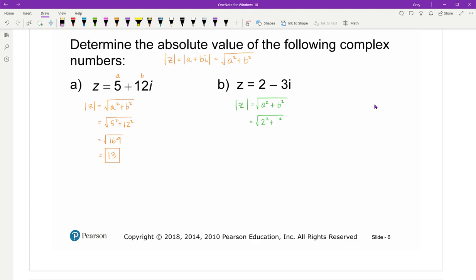So I'm going to have 2 squared plus 3 squared, which is going to be the square root of 13. And that doesn't simplify, so I leave my answer like that.